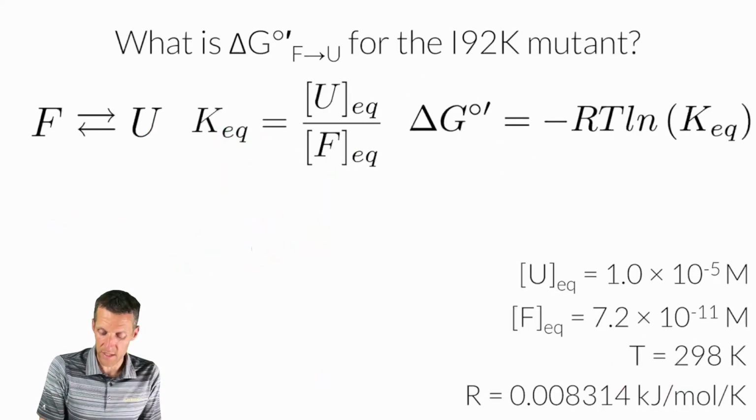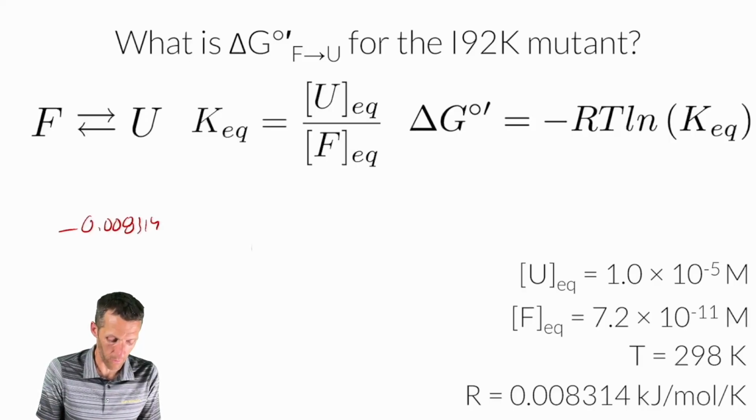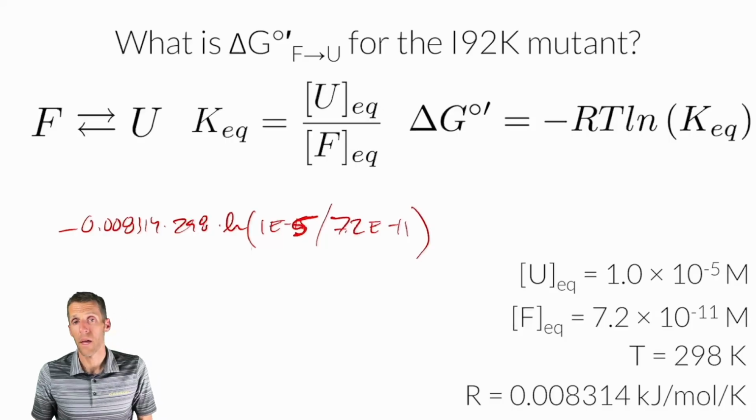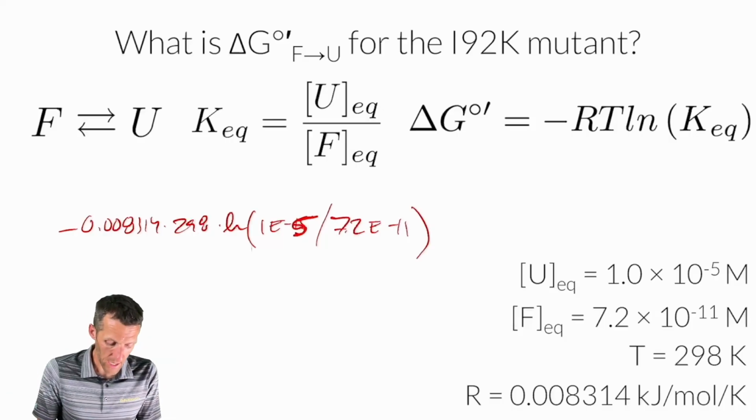Again, we can just plug these numbers in. We already had our expression for that. So it was minus 0.008314 times 298 times the natural log of, I got to get our signs right, 1e minus 5 over 7.2e minus 11. Okay? So I just did some plugging and chugging. And if you do this, you get equals minus 29 kilojoules per mole.